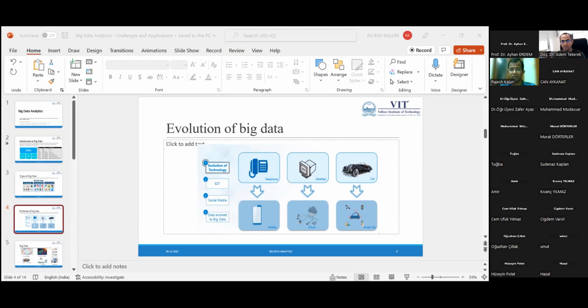Then another one is IoT. When there are devices which are connected to one another, then obviously the data keeps increasing. The data will be increasing every year.